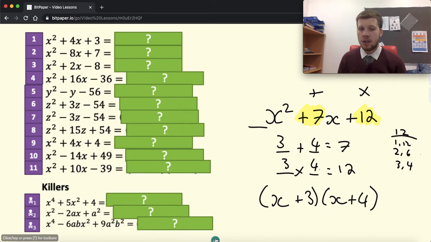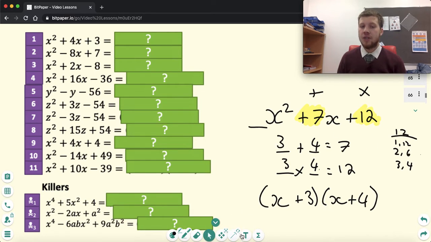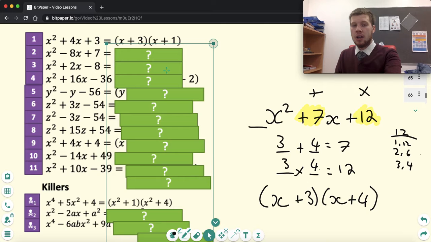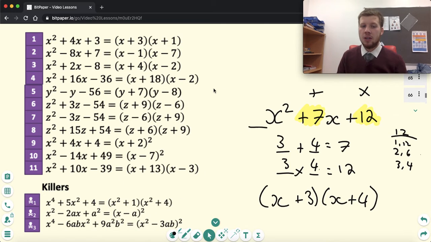Okay, so moving on from here, I'm just going to show you the answers. So for the first one, x squared plus 4x, what we should get is x plus 3, x plus 1, and then I'd like you to pause the video now to have a look at the answers and just mark where you've got, and if there's any errors, just please correct them.